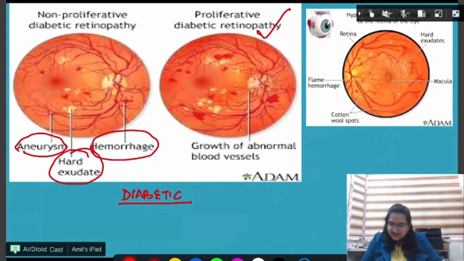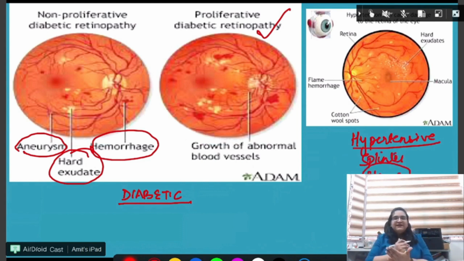Okay, this is hypertensive eye, where you see splinter or flame hemorrhages, right? Splinter or flame hemorrhages. Please remember these two diagrams. For diabetes mellitus, dot or blot hemorrhages are important. Snowflake cataract is important. Hypertensive eye, we see flame, splinter hemorrhages.